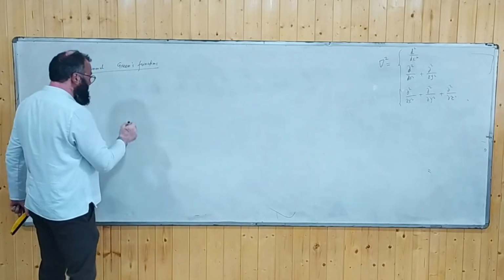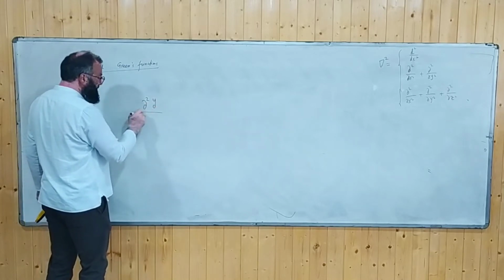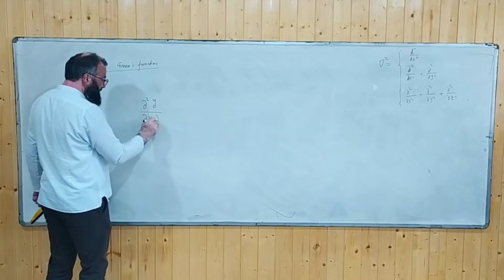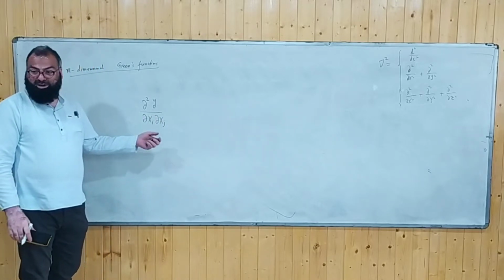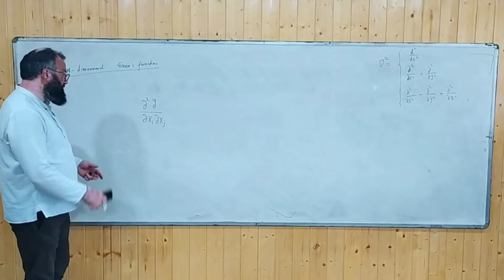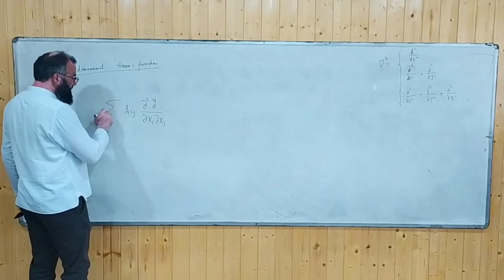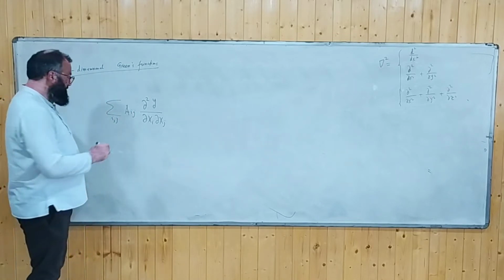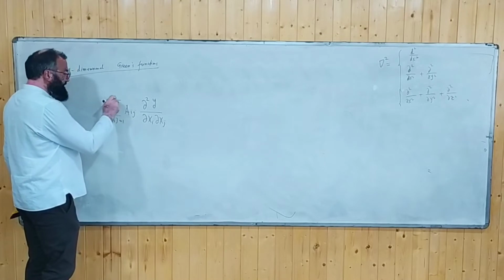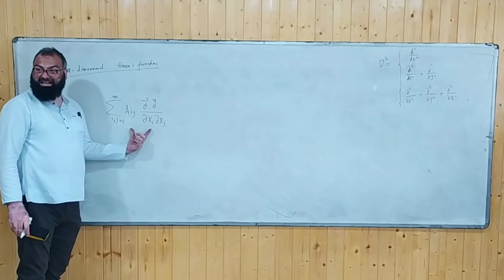Okay, so let me write this way. Partial 2 y by partial xi partial xj, where i goes from 1 to m and j goes from 1 to m. Let me multiply it by some aij and sum over i and j. Clear? So they go from 1 to m. So these are all which terms? Second order terms. Clear?